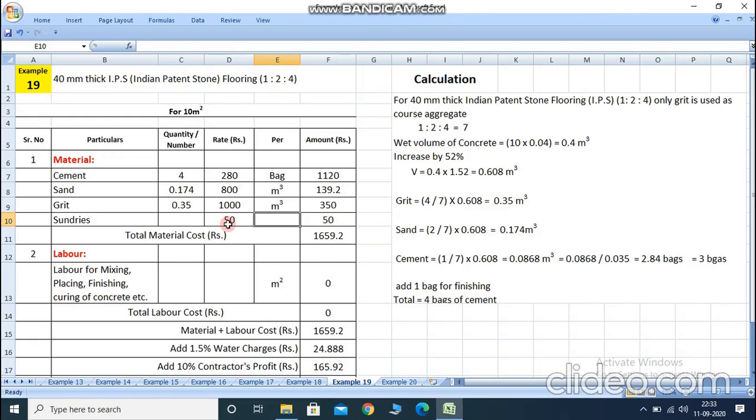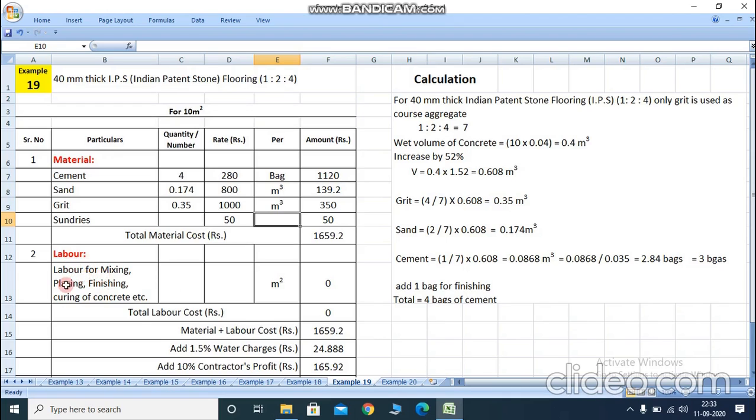So the summation of the total cement, sand, grit and extra cost, summation of all the values: 1120, 139.2, 350, 50 rupees, the summation is 1659.2 rupees. And next we calculate labor cost.